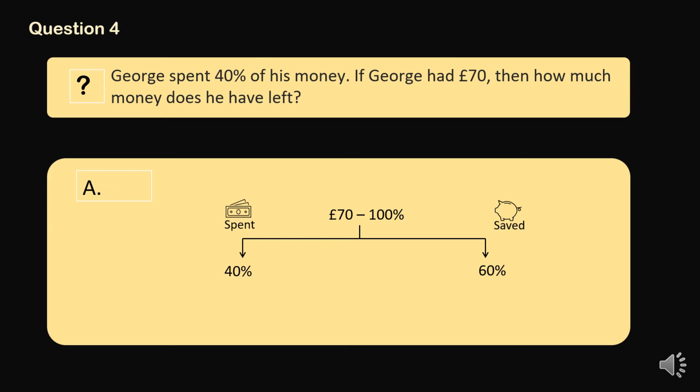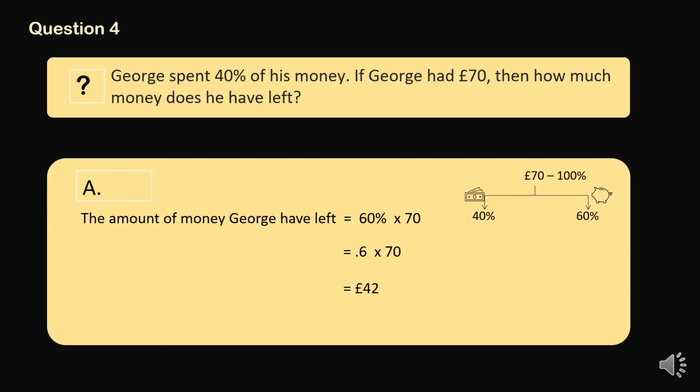We also know that this amount was split into two groups, an amount that he spent and an amount that he saved. The question clearly stated that 40% of this amount was spent. This means 60% of this amount was saved. To find the amount of money that George had left or saved, I need to times 60% by the total amount that he had initially, which means 60% times 70.